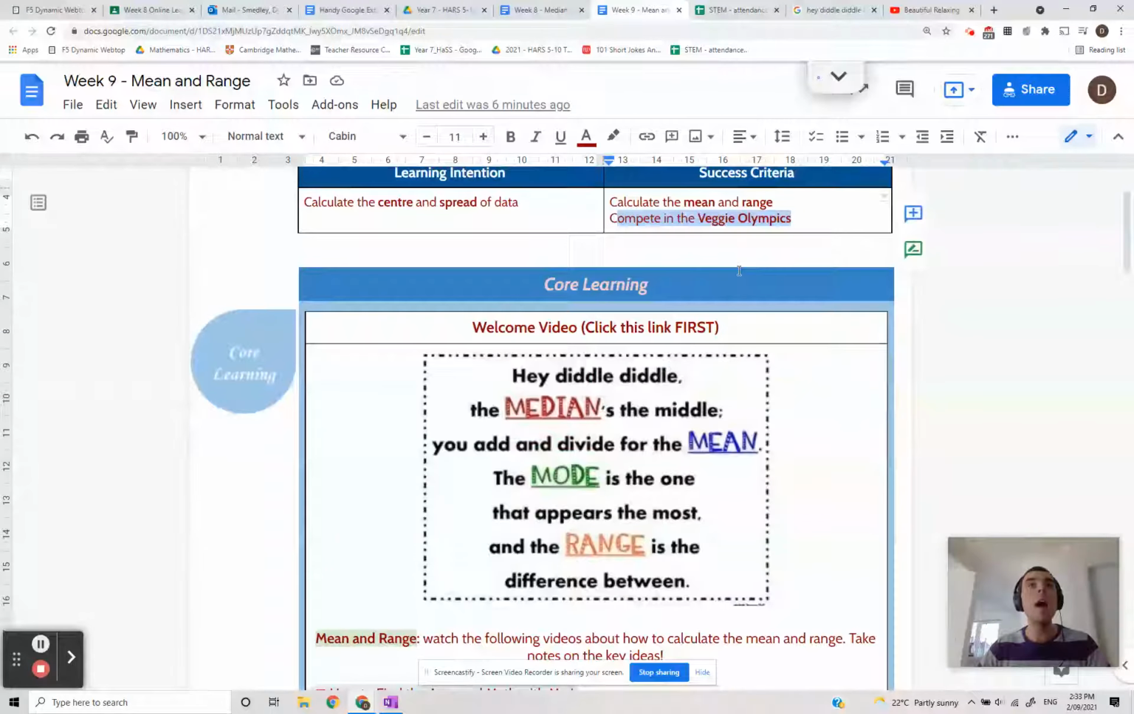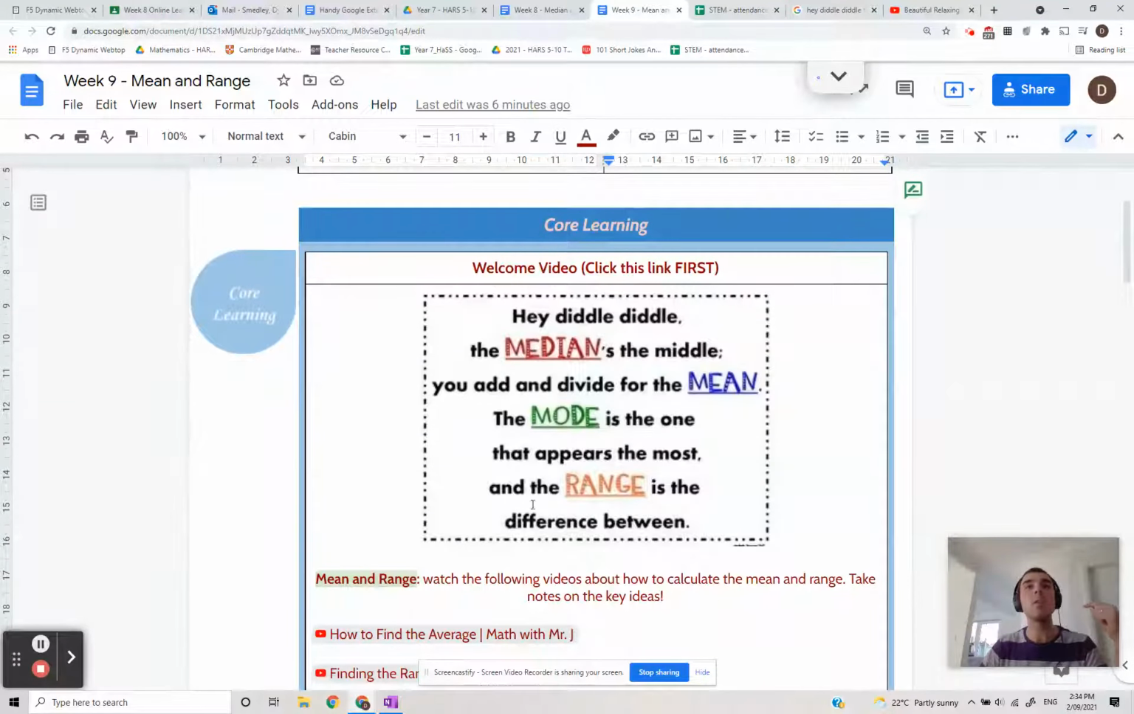Okay, I find that sometimes if I've got to remember something, it helps to put it to a little bit of a song. So here is a song for you to help you remember how to calculate the median, the mean, the mode, and the range. So I could sing this song to you.